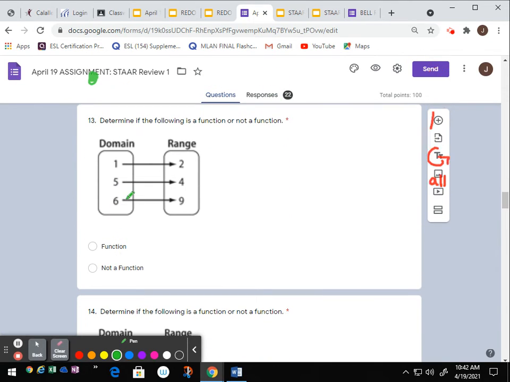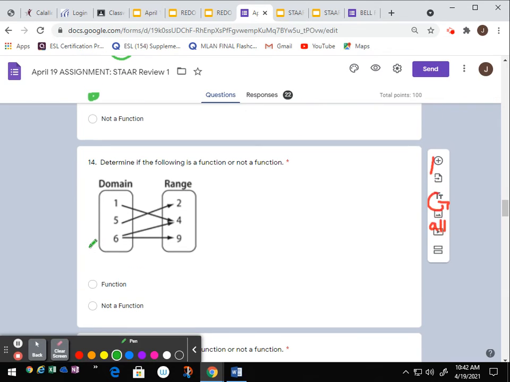Number 13, determine if the following is, again, a function or not a function. When we're given maps, think about it as this is people, and this is a bus stop. You can only get off at one bus stop at a time. You cannot get off at 2 bus stops at one time. We see that every x value only goes to one y value, one bus stop. Each person, the 5 goes to only one bus stop. The 6 only goes to one bus stop. Every x value has its own y value. So 13 is a function.